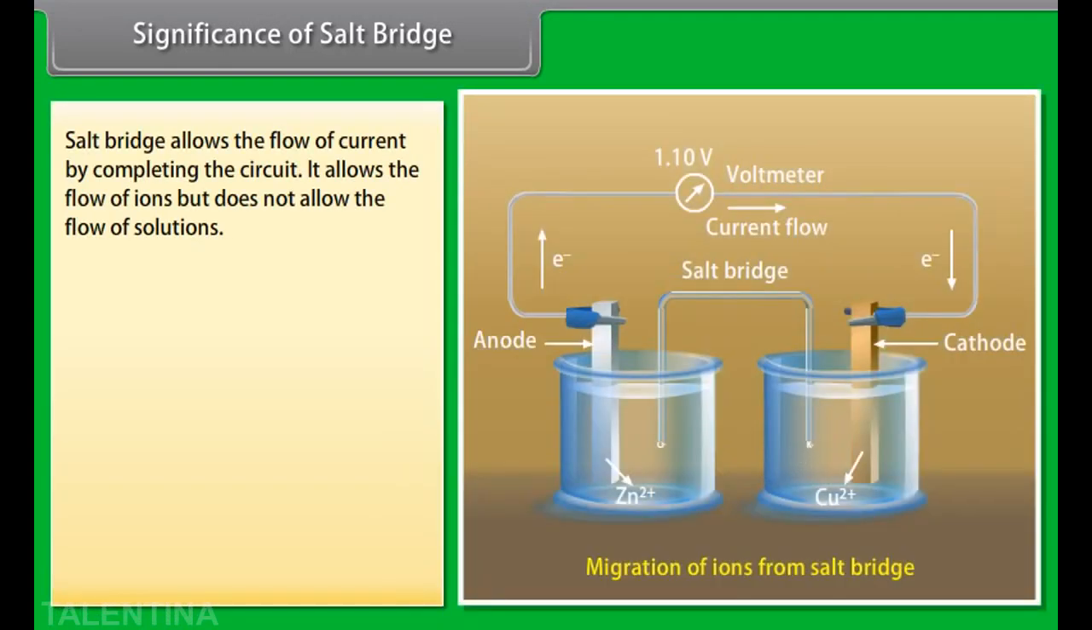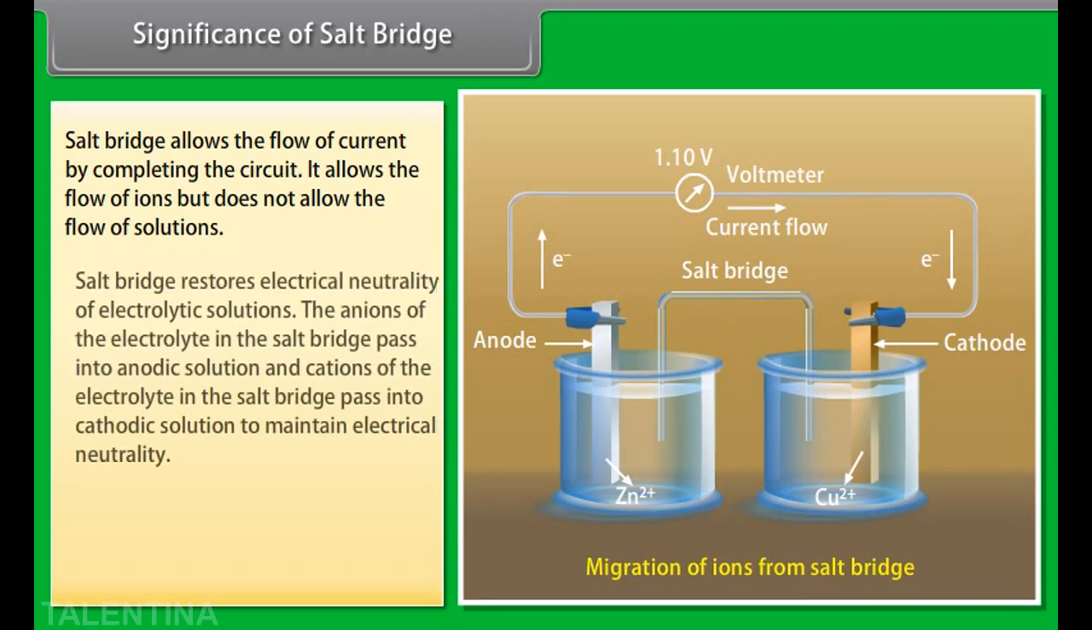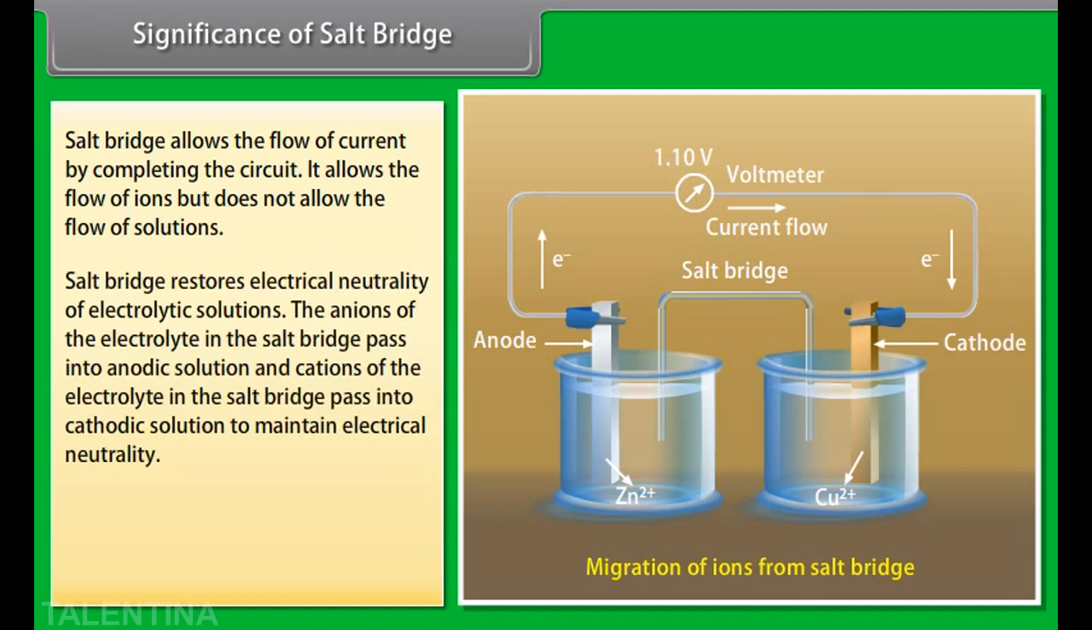Significance of salt bridge. Salt bridge allows the flow of current by completing the circuit. It allows the flow of ions but does not allow the flow of solutions. Salt bridge restores electrical neutrality of electrolytic solutions.